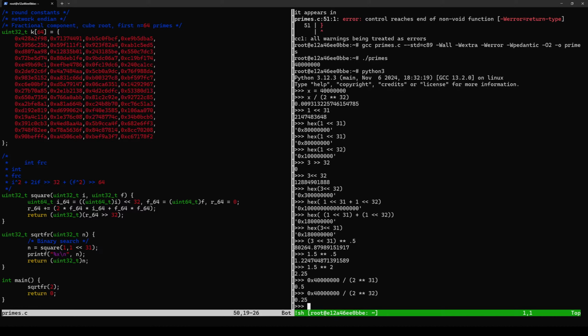And with the square calculation correct, I think we can get on to the next thing, which is guessing and checking. So let's go ahead and see how we can sort of guess and check this thing. Let's see. I need to, let's see.